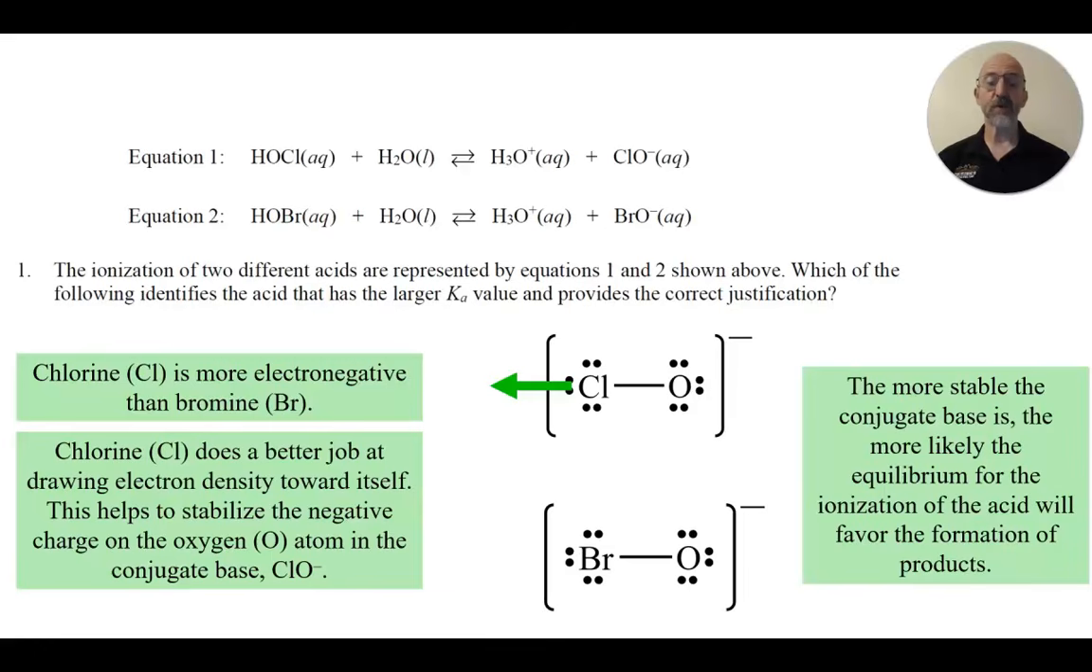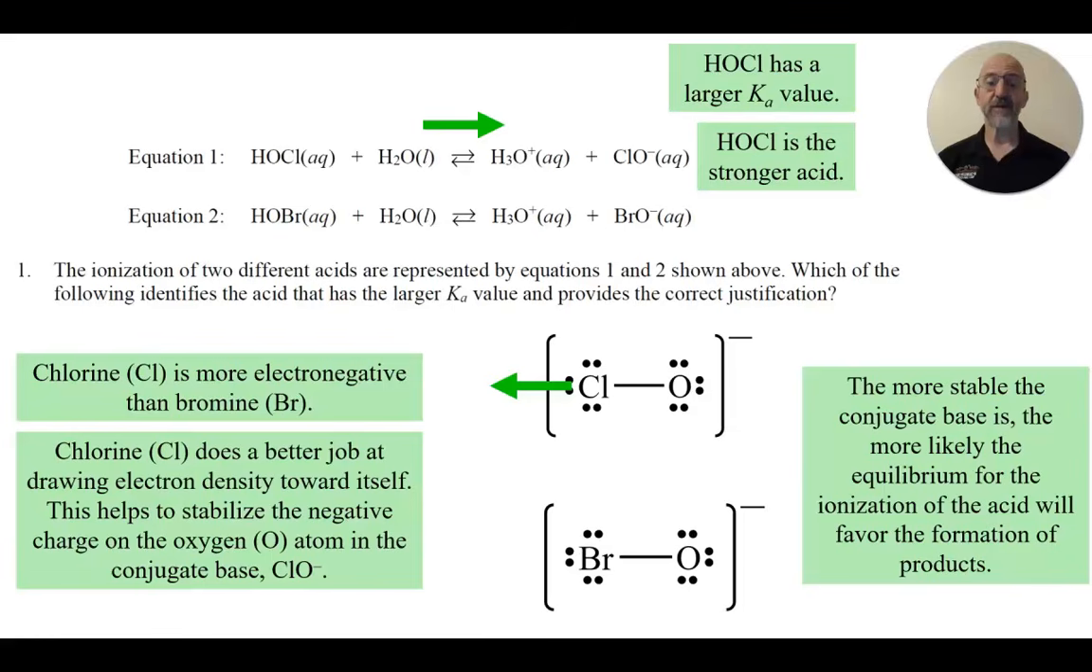And the more stable the conjugate base is, the more likely the equilibrium for the ionization of the acid will favor the formation of the products. So that makes HOCl, or hypochlorous acid, the stronger acid. And if HOCl is the stronger acid, we would expect HOCl to have a larger Ka value. So now we have all the information we need to answer question 1.